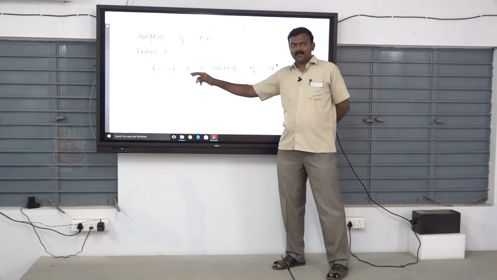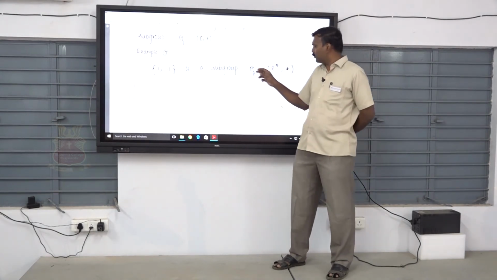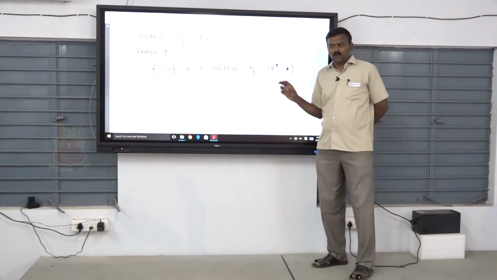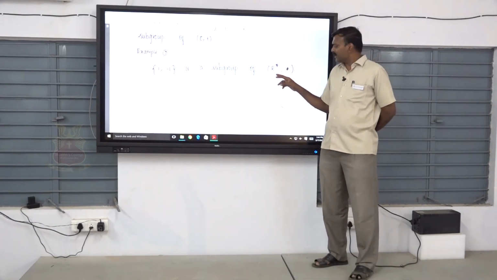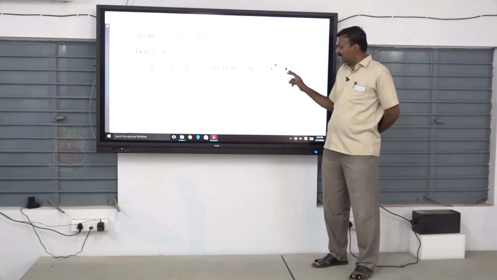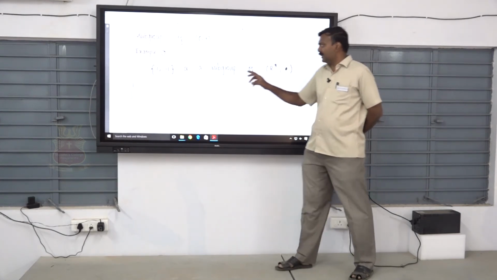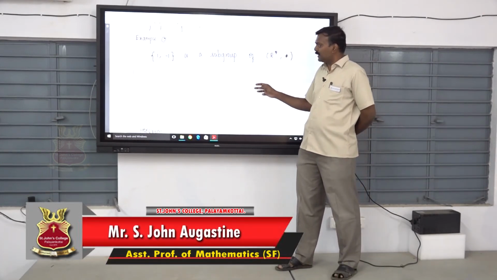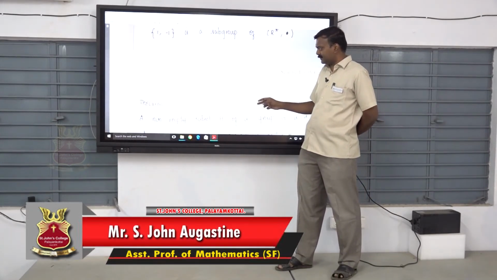Then example 3. The set {1, minus 1} is a subgroup of R star comma dot. R star means real numbers without 0, with usual multiplication. Here {1, minus 1} is a subgroup of R star with usual multiplication.